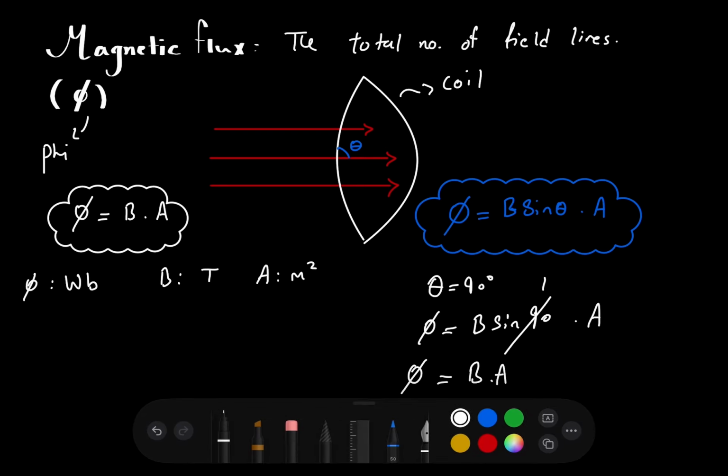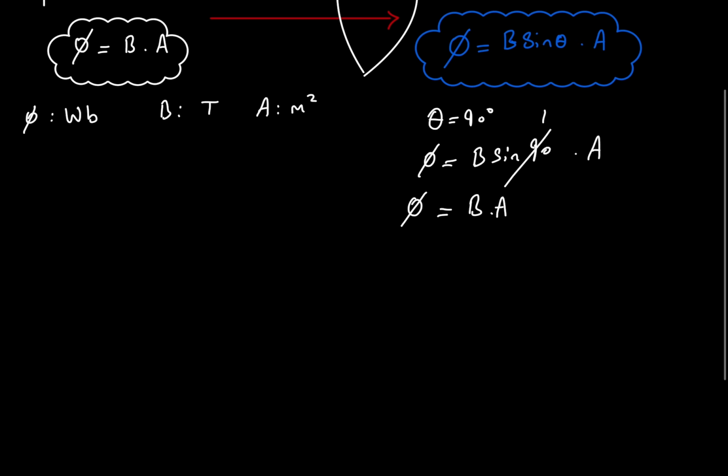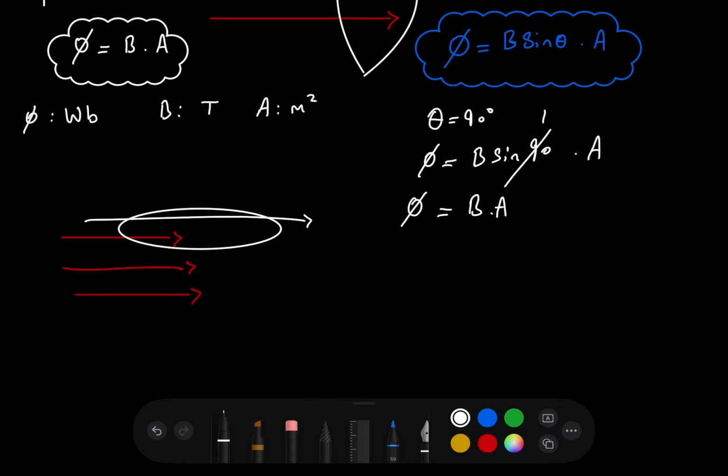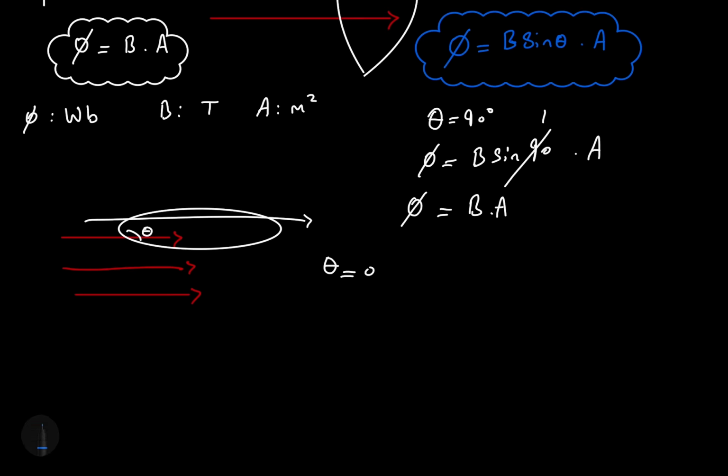But if the magnetic field lines are parallel to the coil, like in the scenario that I'm about to draw, so imagine these are the magnetic field lines, and this is the coil. It's placed in such a way where no field lines are able to enter it. So it's parallel with the direction of the magnetic field lines, and as a result, the angle between them is simply 0. And since theta is 0, the magnetic flux is going to be B times the sine of 0 times A. Sine of 0 is 0, and as a result, the flux is equal to 0.